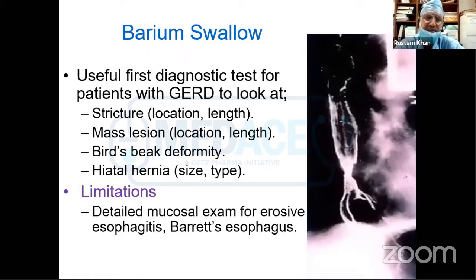But there are limitations of barium swallow because you cannot see the detail of the mucosa and you cannot take a biopsy to exclude Barrett esophagus.